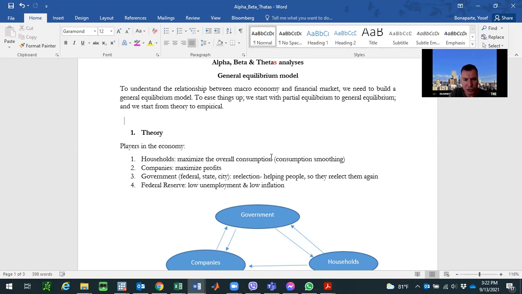So the way we're going to teach this model, as I said, I'm simplifying things. First theory, then empirical. The theory: we have 4 players. We have household that maximize consumption. We have companies that maximize the profit. A household wants to have consumption smoothing, not high and low, up and down. Companies maximize the profit. Government's goal is re-election, so they help people so they can be re-elected. And Federal Reserve, low unemployment and low inflation.